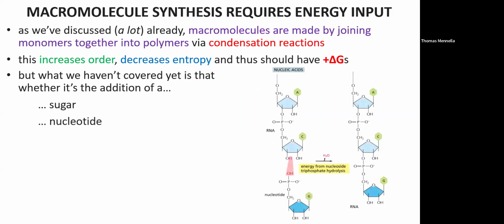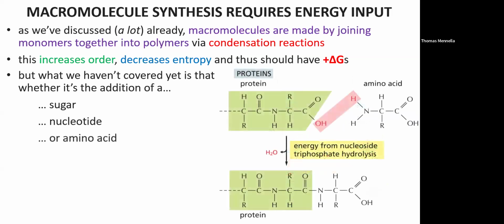Here we have an adenine and a cytosine linked together in a chain of RNA. Here comes guanine as a free nucleotide, and we're going to do a condensation reaction, pull water off, and link that guanine onto the growing chain, and entropy just went down. That has a positive delta G.